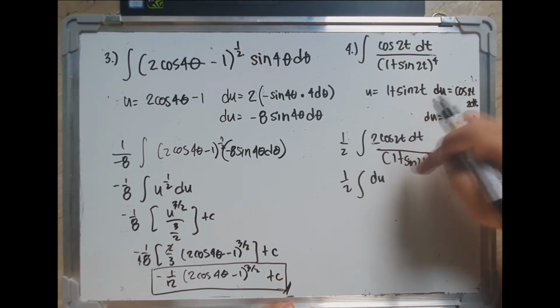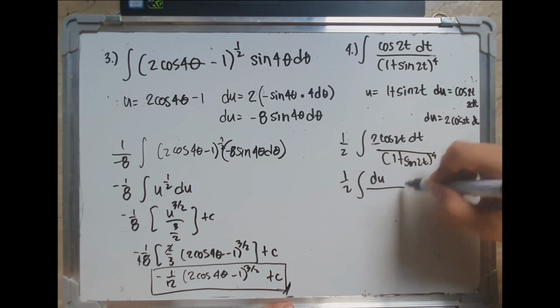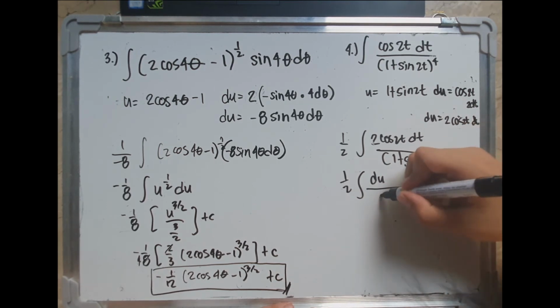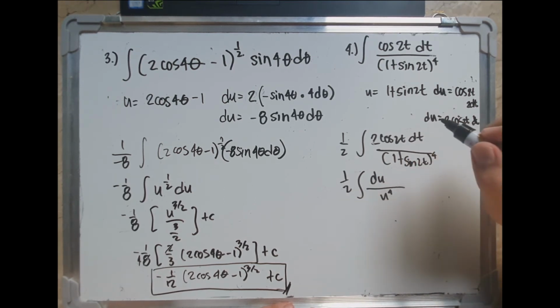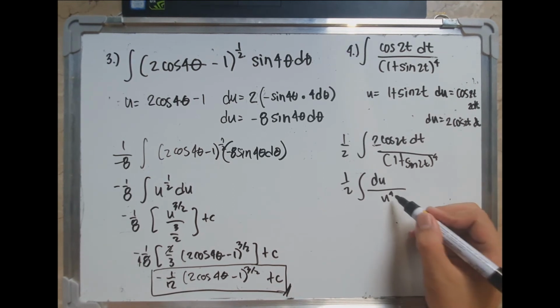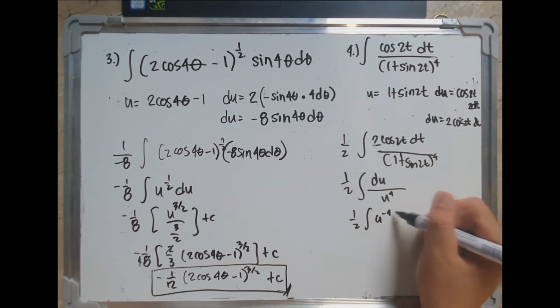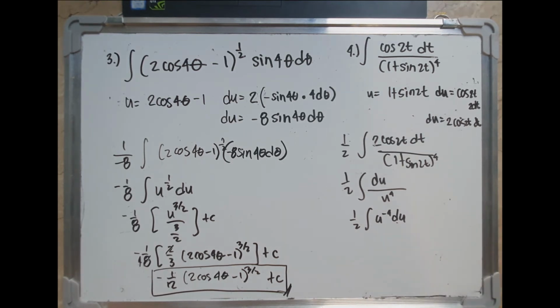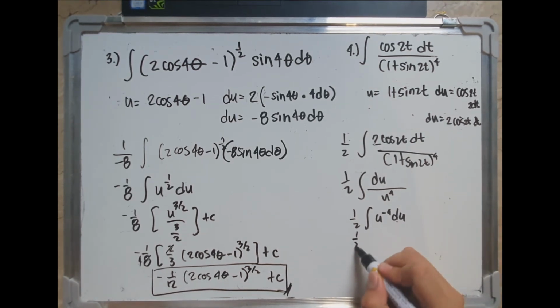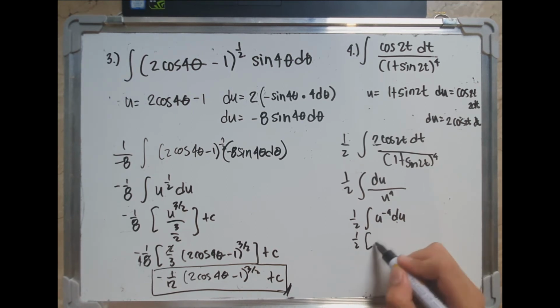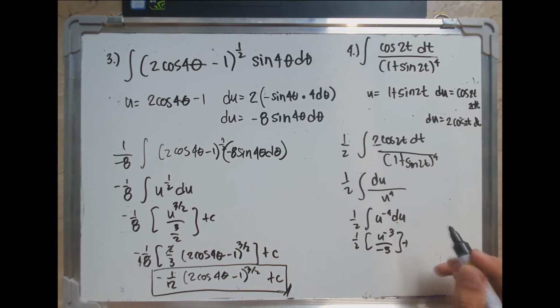And how about this one? That is the u raised to the power of 4. Taking the inverse of u raised to the power of 4, we now have u raised to the power of negative 4 du. 1/2 integral of u raised to the power of negative 4, that is u raised to the power of negative 3 over negative 3 plus c.